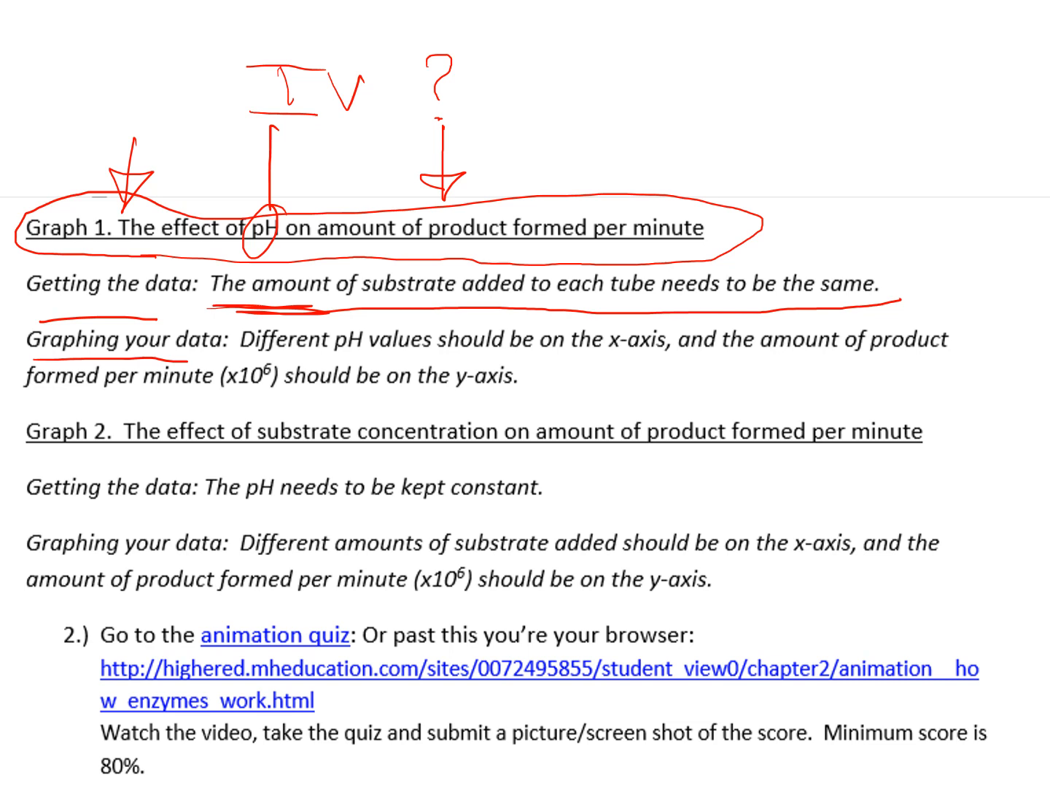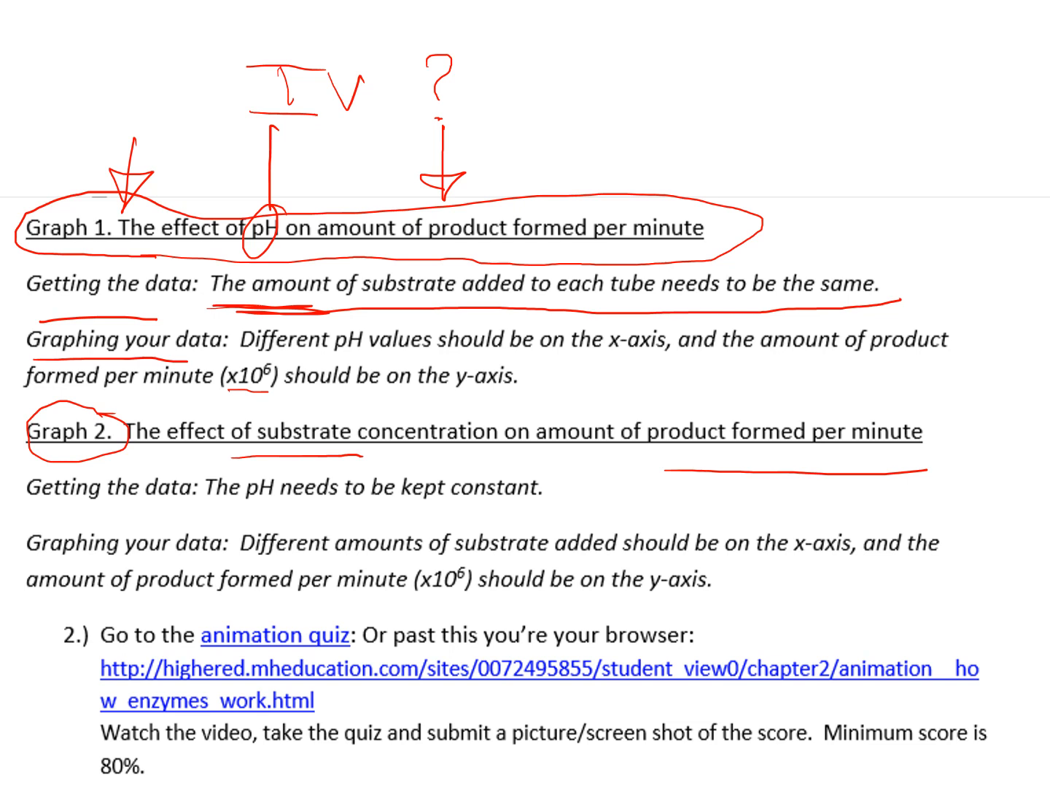And the amount of product formed per minute, units times 10 to the 6, that means million per minute, should be on the y-axis. So yeah, these enzymes are pretty fast, in the millions per minute. And then graph number 2 is a different thing. That's the effect of substrate concentration on the amount of product formed per minute. And I'm not going to describe that one. It's basically the same thing.